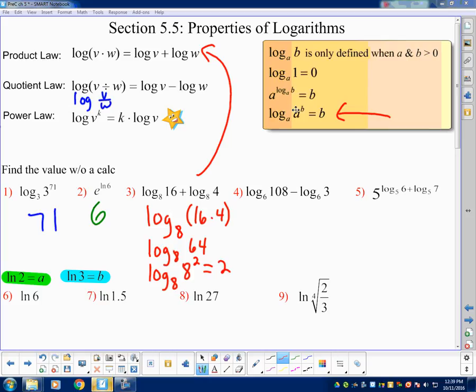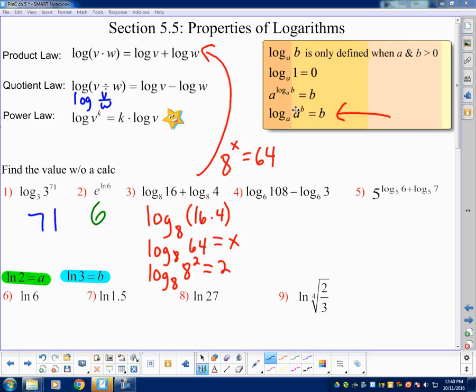Another way to think about this would be, if this equaled x up here, I would be asking the question, 8 to what power equals 64? So if you're more comfortable with exponential equations, you could rewrite this at this point as 8 to the x equals 64, and then change it to same bases. 64 would be the same as 8 squared, so x must equal 2, or use a guess and check process here.